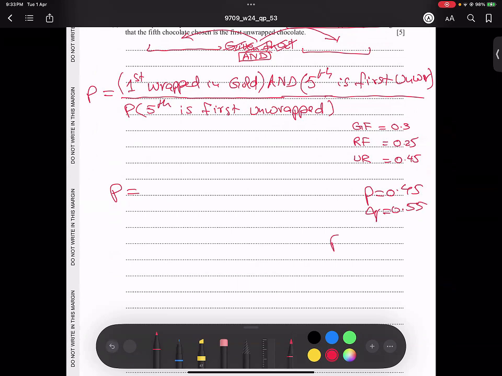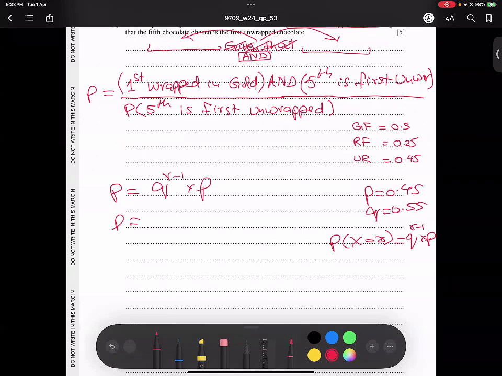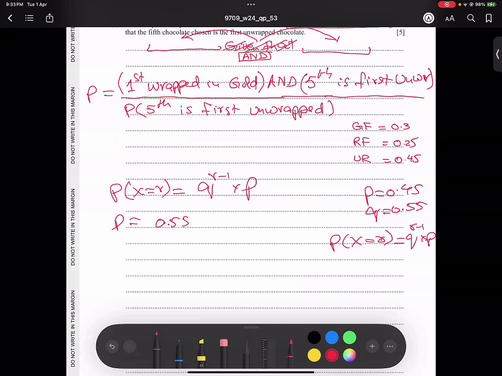So what is the formula? When X equals r, the formula is q to the power r minus 1, into p, because it is happening for the first time in the fifth attempt. So I'm using q as 0.55, the power is 5 minus 1, and p is 0.45. I believe the point is very clear.